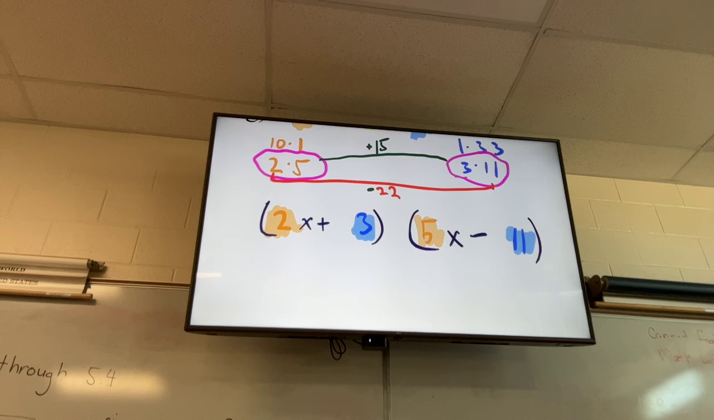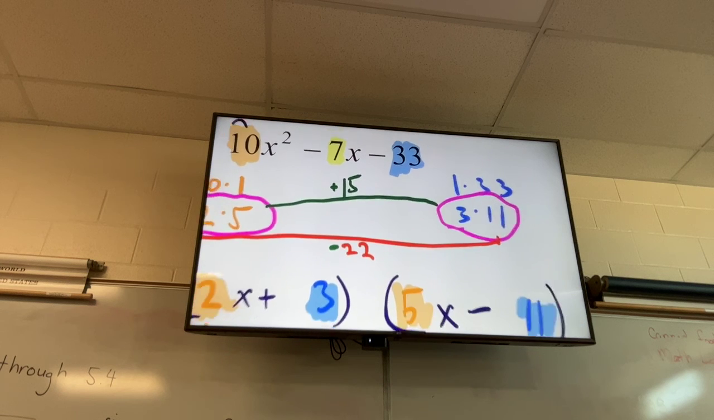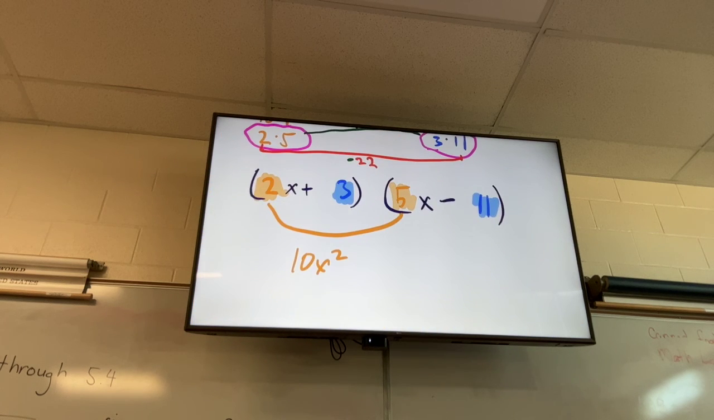Good job. Yep. How do we check, Ian? Distribute. Oh yeah, well yeah. How do you know that 22 is negative? So let's scroll this back out, okay?